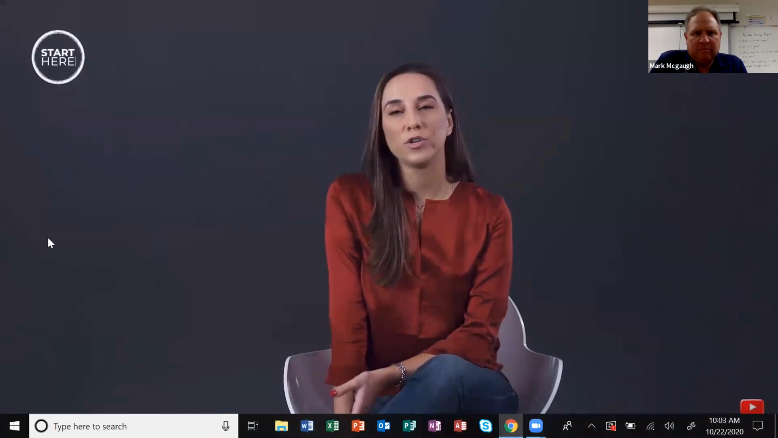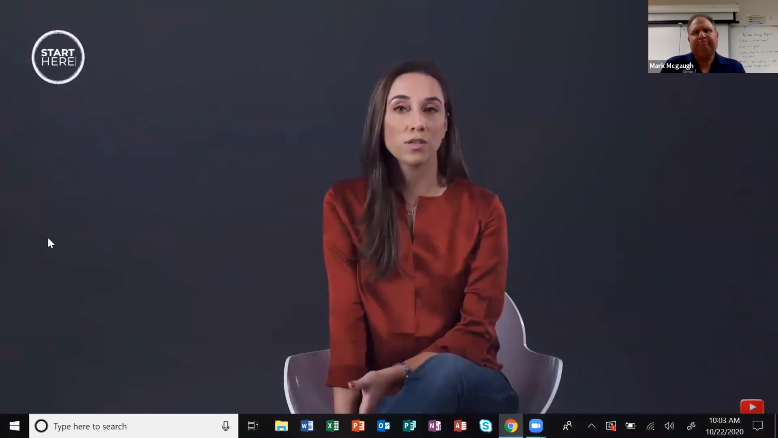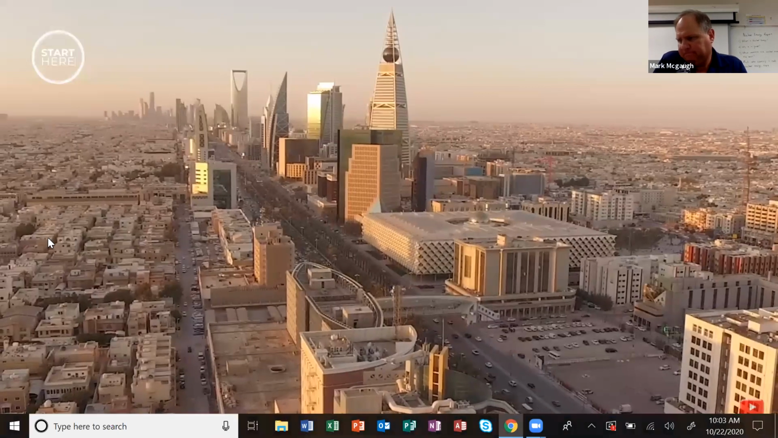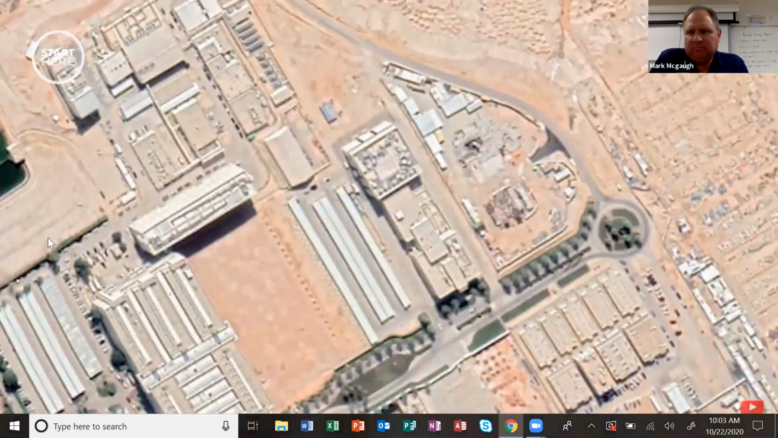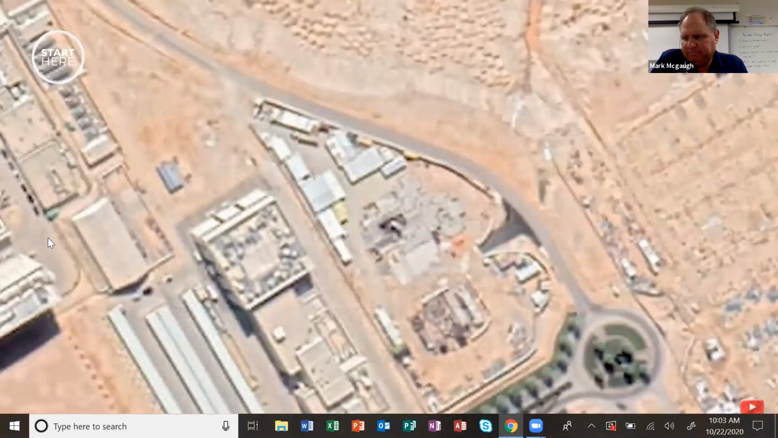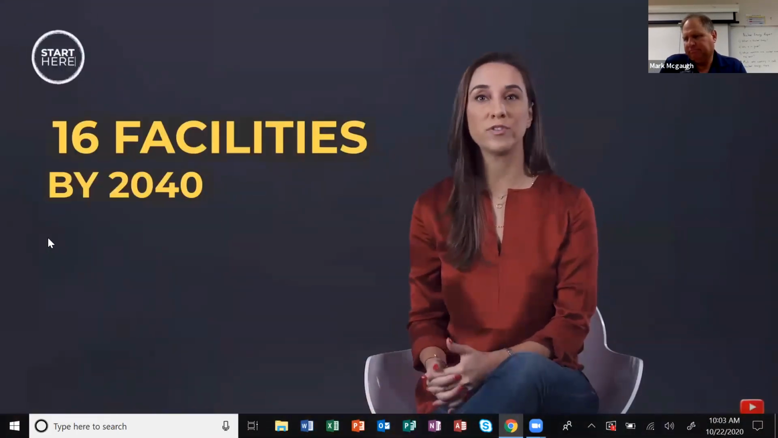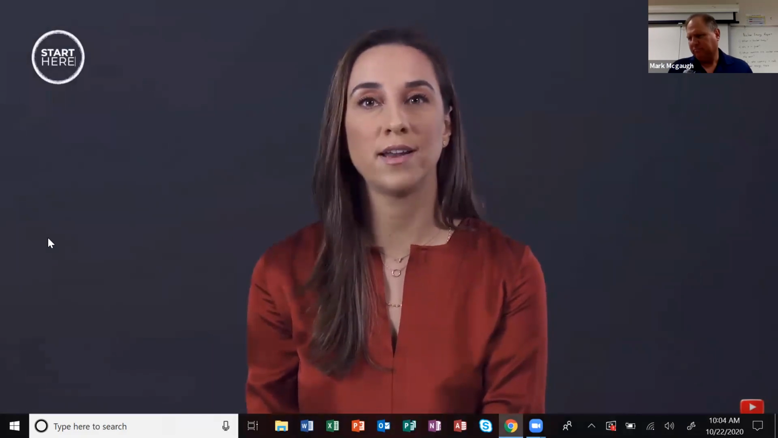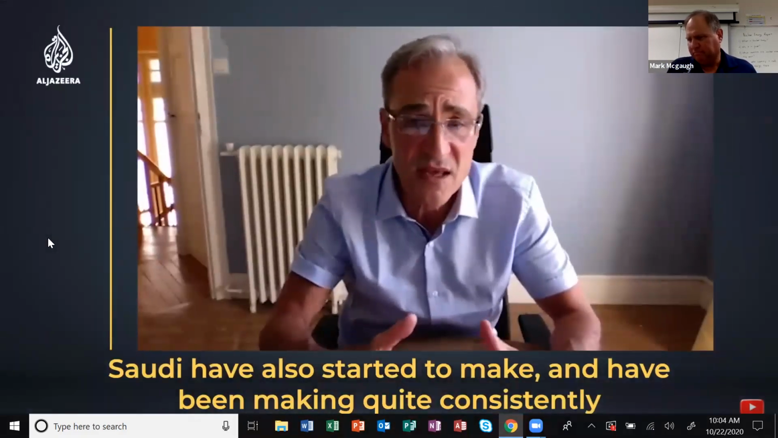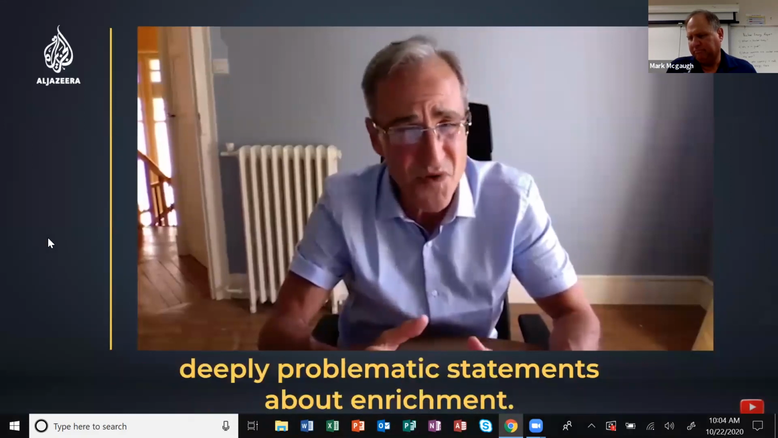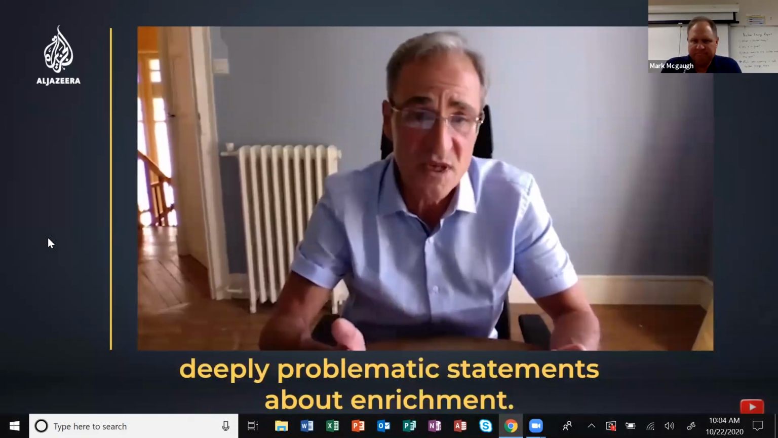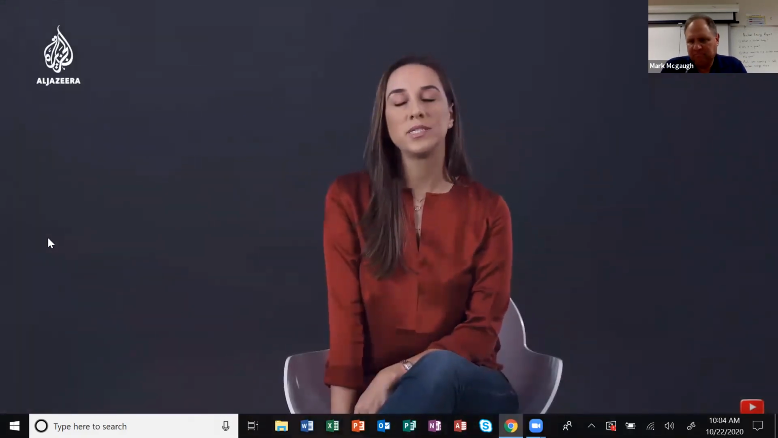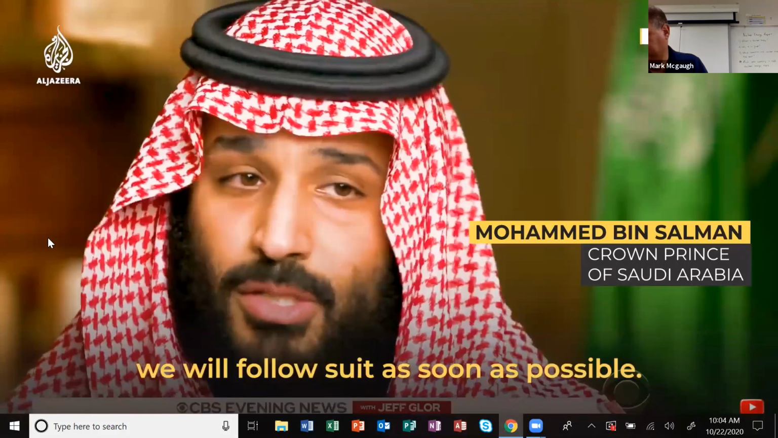And that brings us back to the issue of openness, not just from the UAE, but across the region. Take Saudi Arabia, for instance. It's building a nuclear research reactor, which some see as the first step in any nuclear program. And the kingdom says it plans to build 16 nuclear facilities by 2040. But they're moving ahead without IAEA inspectors checking the design and build. Saudi have also started to make, and have been making quite consistently, deeply problematic statements about enrichment, in other words, proliferation, in other words, weapons. And that takes on more significance given the kingdom's position on Iran. Without a doubt, if Iran developed a nuclear bomb, we will follow suit as soon as possible.